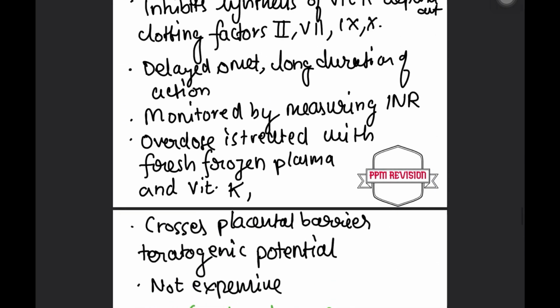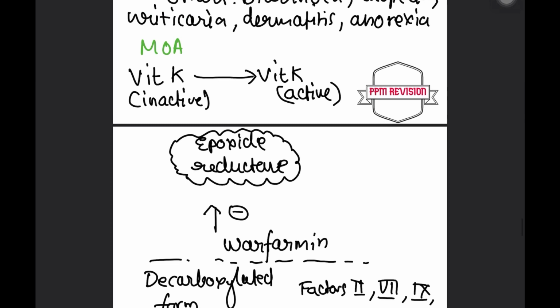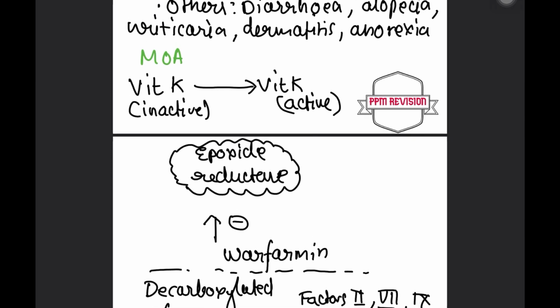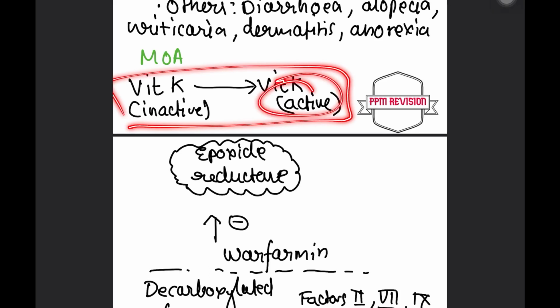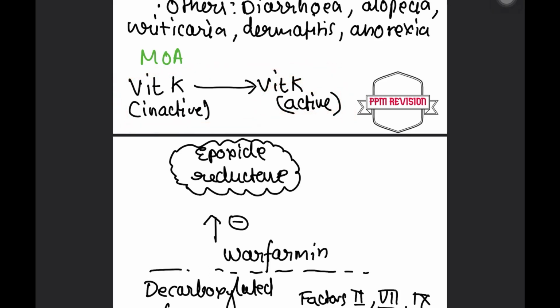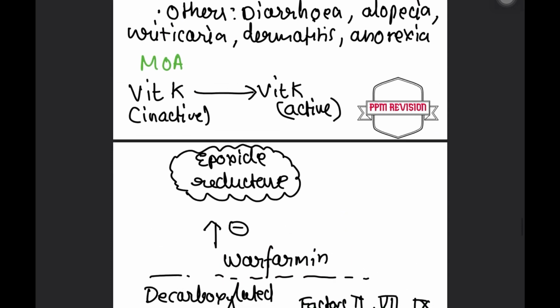So talking about the mechanism of action of warfarin, very important. Vitamin K is not able to be converted to the active form. Vitamin K formation requires the presence of epoxide reductase. This epoxide reductase is inhibited by the presence of warfarin. So that's what is seen here.